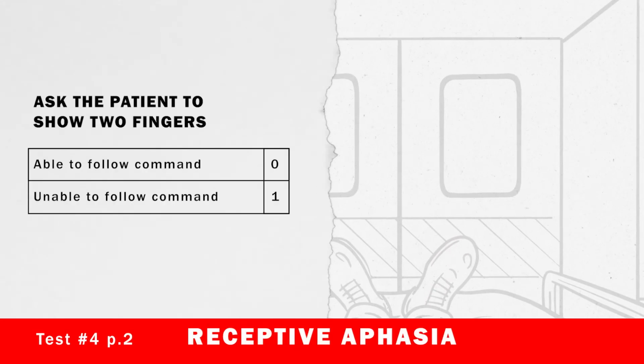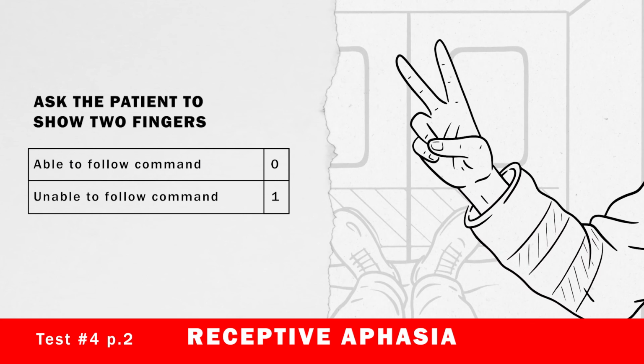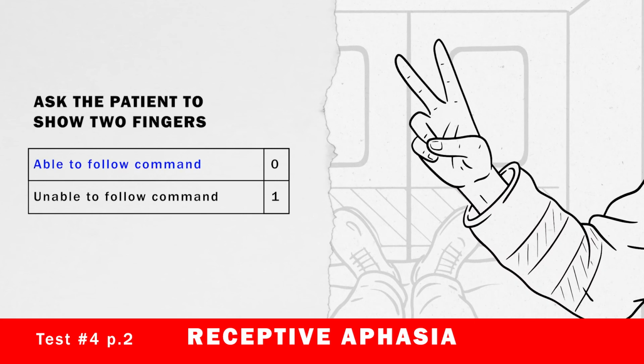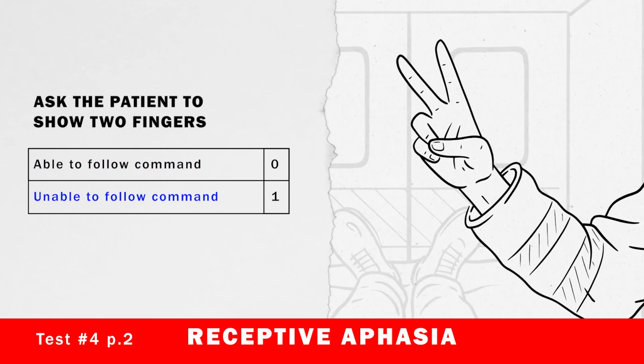Next, we will check for receptive aphasia, which is difficulty understanding speech. Ask the patient to perform a simple command, such as, "Show me 2 fingers." If the patient can follow the simple command, no points will be added. If the patient is unable to follow the simple command, we will add 1 point.